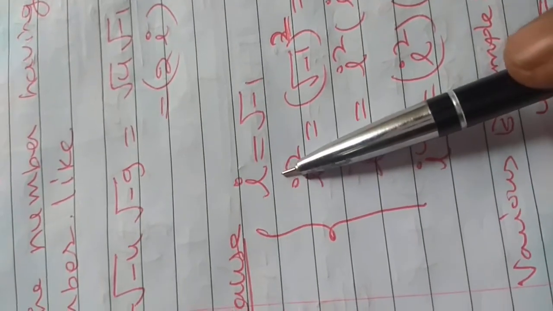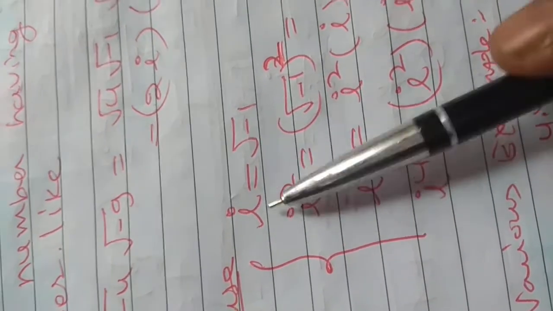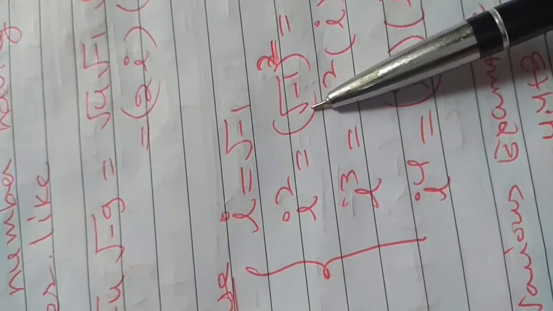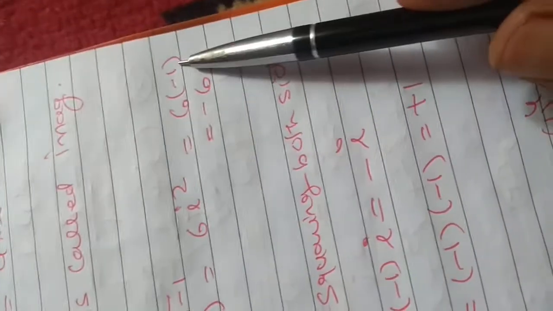Now we discuss the various values of iota. Iota is root over minus 1. Now we can take i square, so squaring both sides, that is iota square. That is the squaring of root over minus 1, whole square. Square and square root are cancelled, so we get minus 1. So the final value of iota square is minus 1. That's why we put here i square is minus 1.